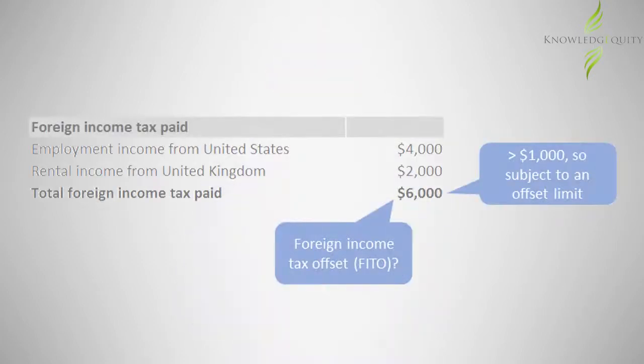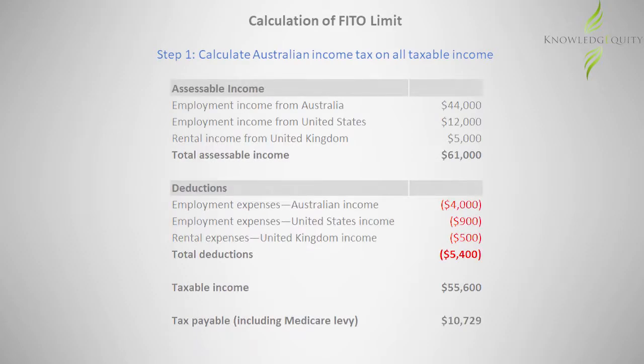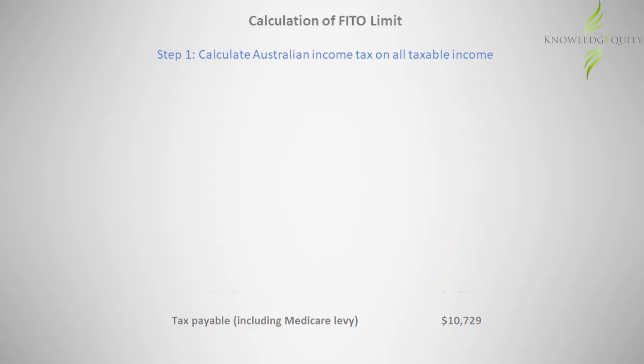However, for amounts over $1,000, the offset is subject to an offset limit or cap. To calculate the offset limit, Joseph first calculates his Australian income tax on all taxable income. He includes income from all sources, subtracts available deductions, calculates gross tax payable, and then adds relevant levies.